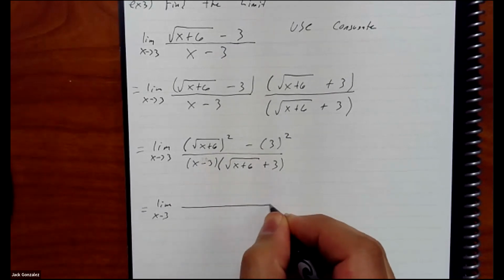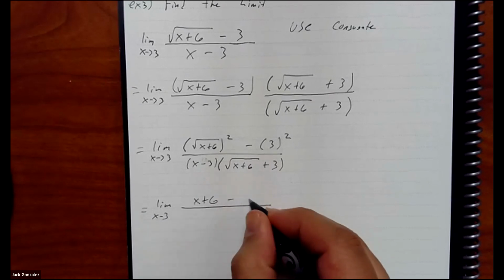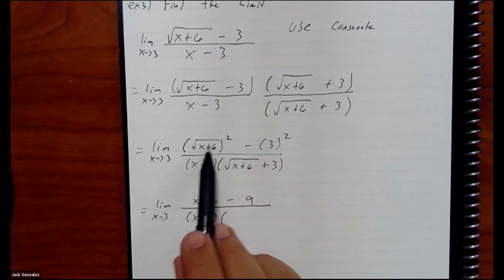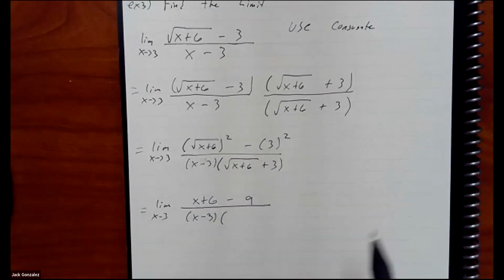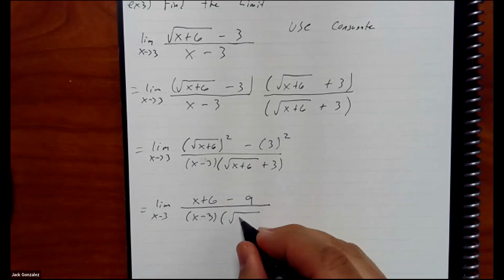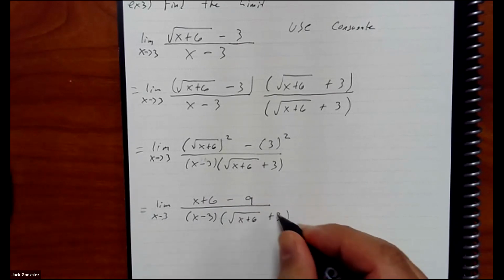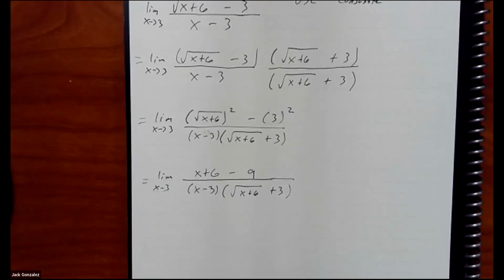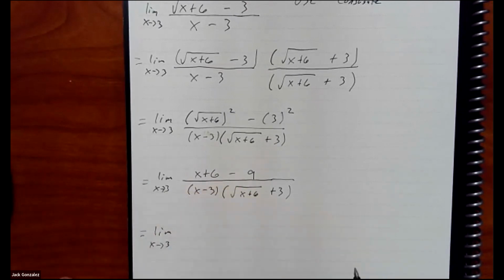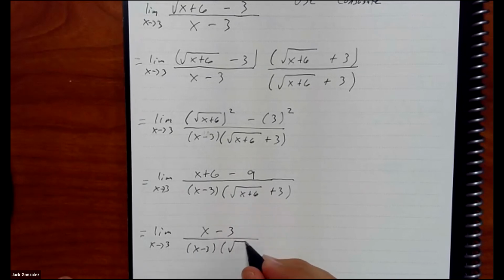So the top will become x plus 6 minus 9 over x minus 3. See how it cancels the root? This becomes a 9. Now we can hope that this will cancel the x minus 3 in the next step. So don't multiply anything until the final step. All right. So the top will become x minus 3 over x minus 3 times this conjugate piece.